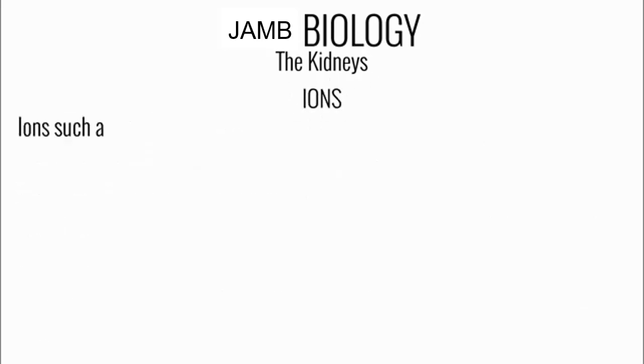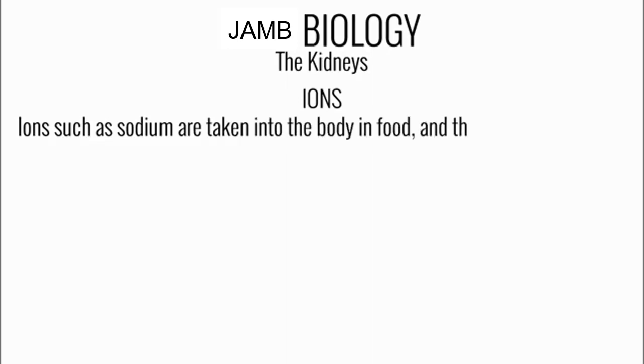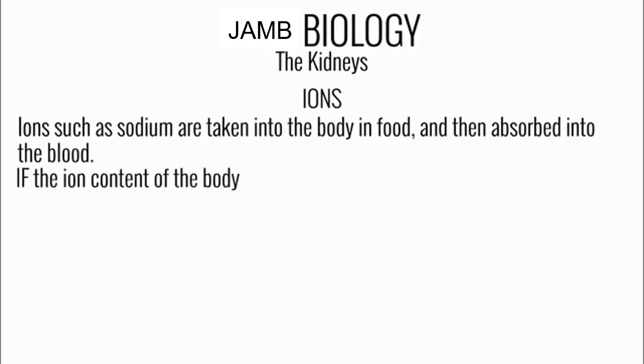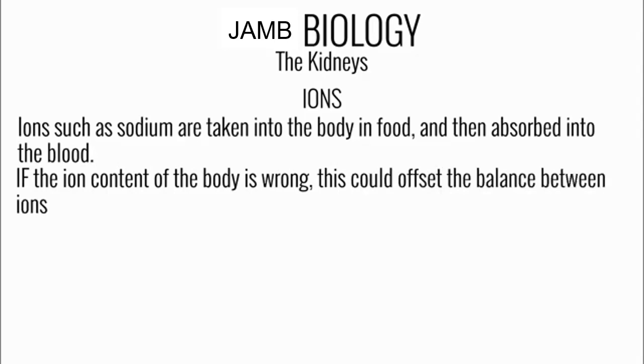Also, ions such as sodium are taken into the body in food and then absorbed into the blood. If the ion content of the body is wrong, this could upset the balance between ions and water, meaning too much or too little water is drawn into cells by osmosis. Having the wrong amount of water can damage cells or cause them not to work normally.